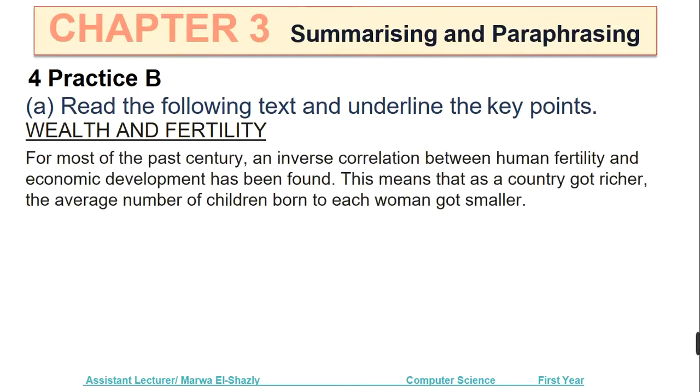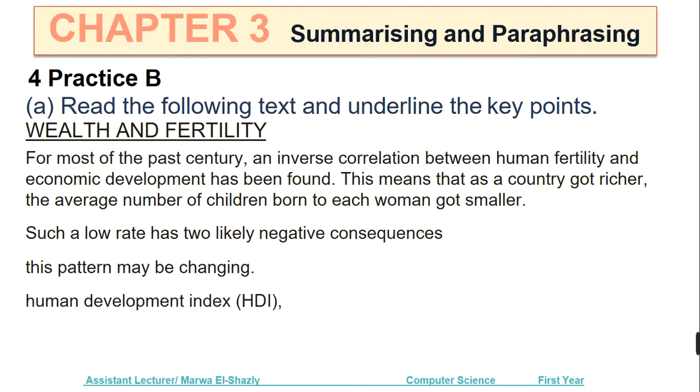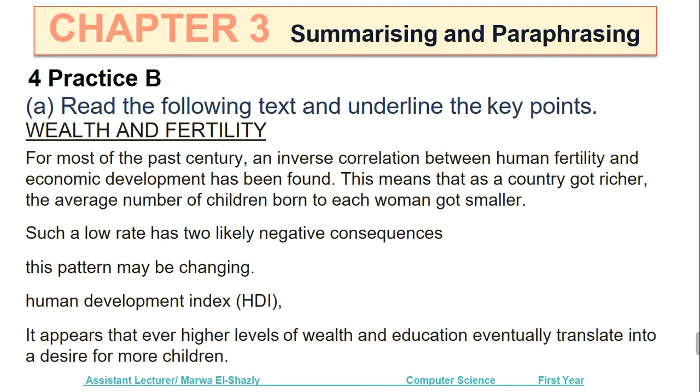وهنلاقي هنا: read the following text and underline the key points. الكي points بتاعتنا هي دي: for the most of the past century an inverse correlation، ارتباط عكسي يعني between human fertility and economic development has been found. في ارتباط عكسي ما بين عدد المواليد والايكونوميك development.